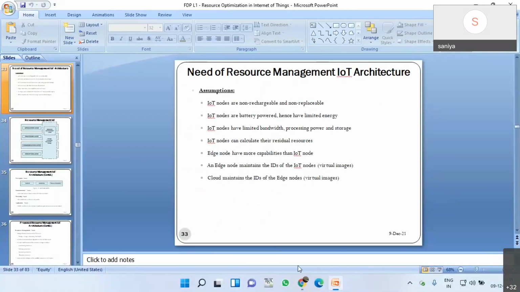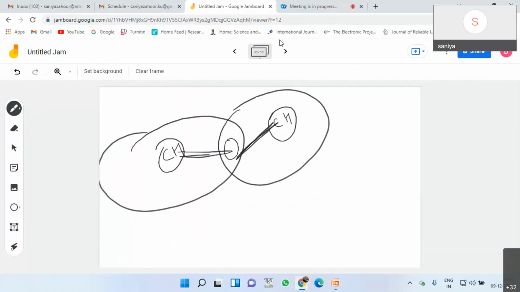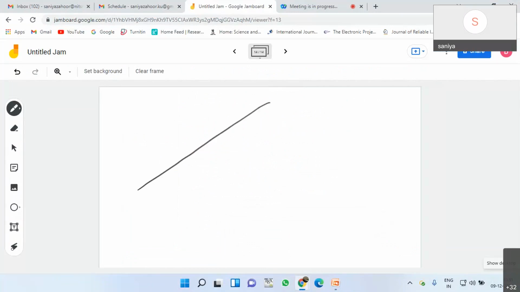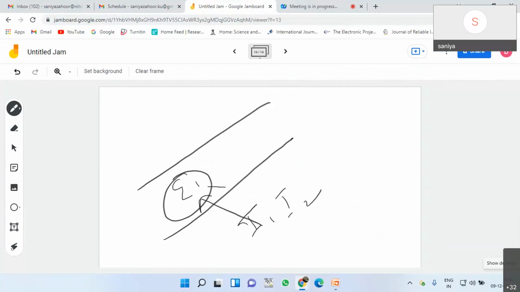For example, if this is the edge layer and I have a device here, E1, and these are IoT 1, 2, 3, this edge knows which IoT devices are pushing the data. So it needs to know the IDs of these IoT devices that are related to this edge.